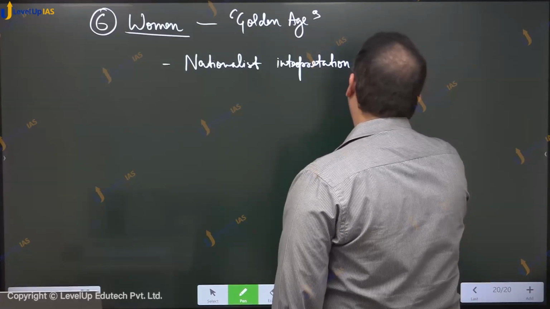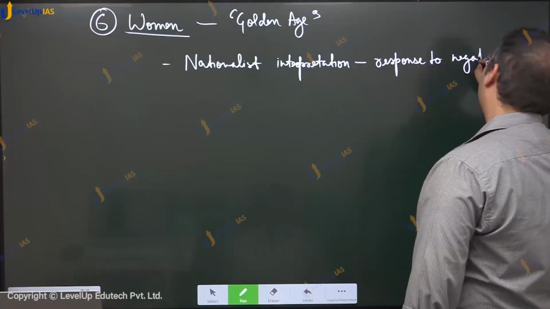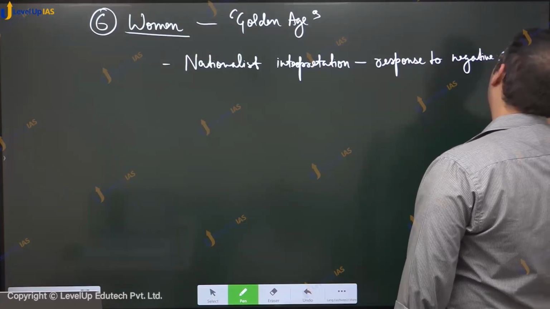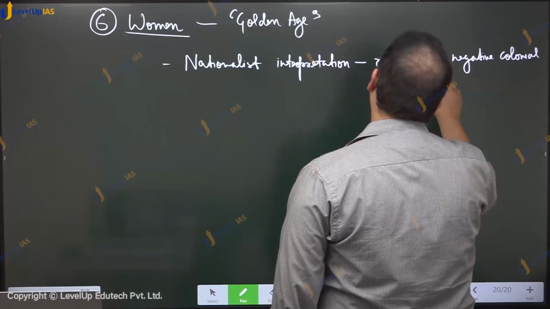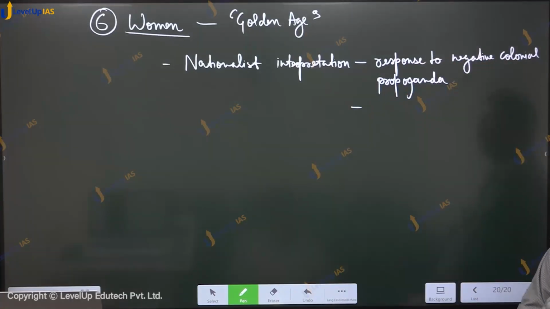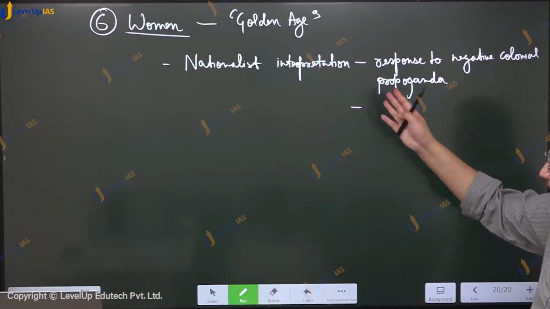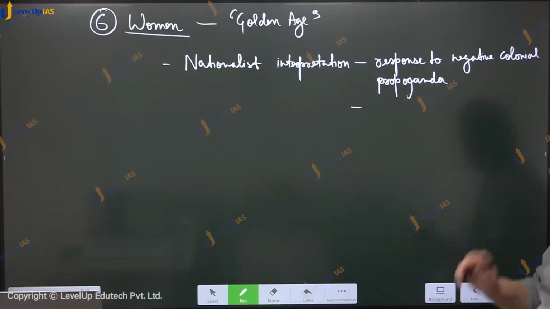So it was partly a response to negative colonial propaganda. Further, the colonial historians were saying that since India has historically treated its women extremely poorly, therefore it is necessary for the British to remain in India and rule Indians. Why? Because the British are protecting Indian women. So in order to protect Indian women, the presence of the British is necessary. So nationalists wanted to show that this was not the case. Indians knew how to treat women properly, right? So that is another factor.